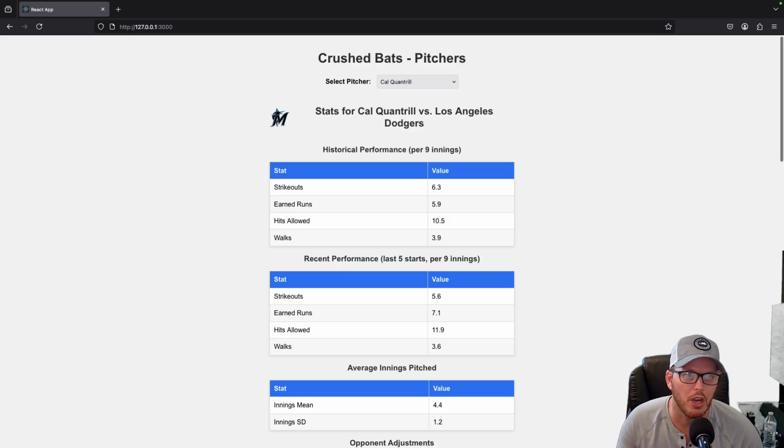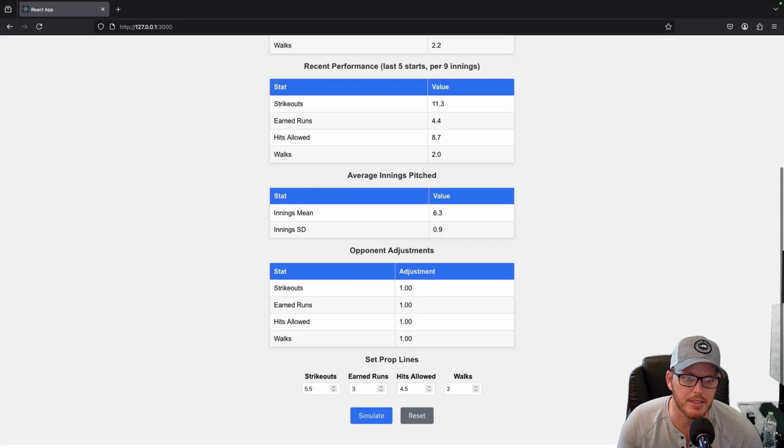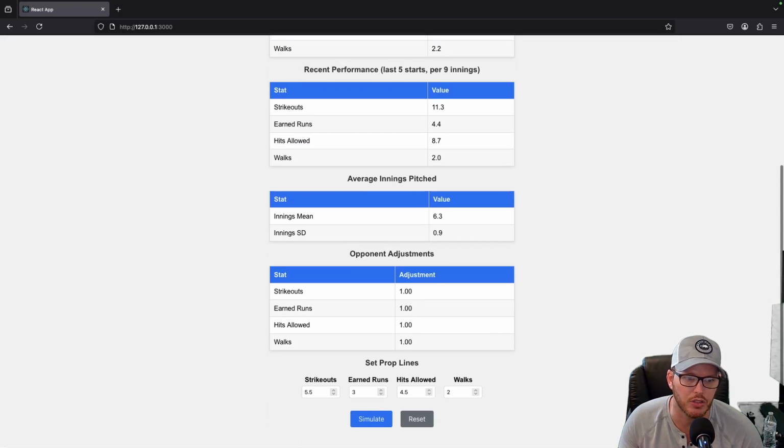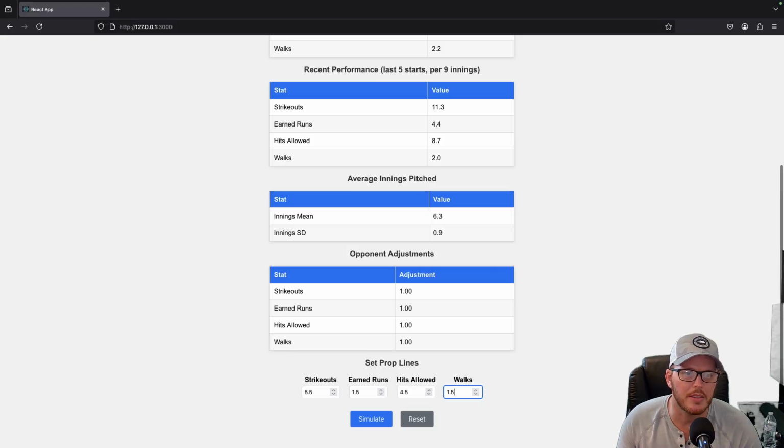Now we will head over here to Crushed Bats, new model system I built that I'm using, and we will go to Zach Wheeler and we will plug in his lines and go from there. Okay, so 5.5 strikeouts, 1.5 earned runs, 1.5 walks, 4.5 hits allowed. Okay, now what this is going to do is this is going to run this 10,000 times. So it takes all the data from Zach Wheeler and from Tampa. It's going to run it.